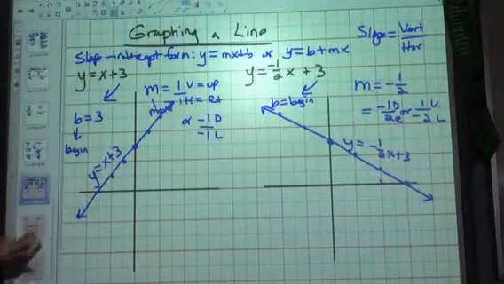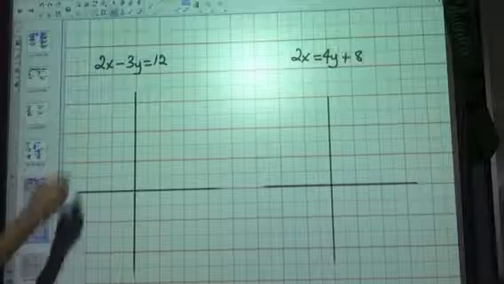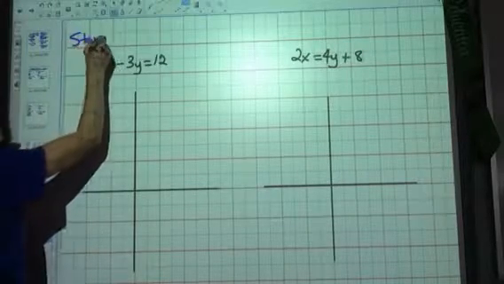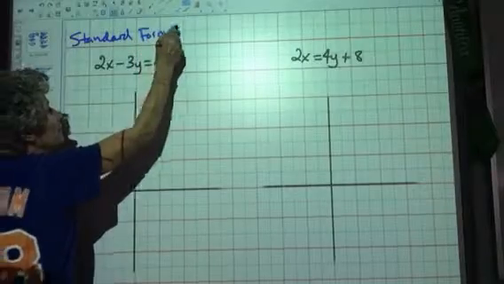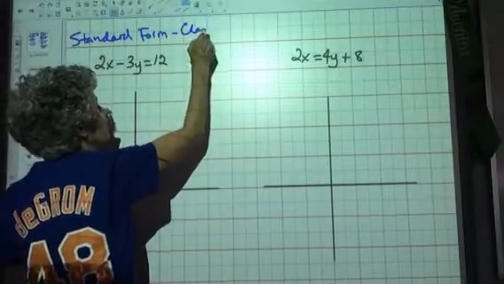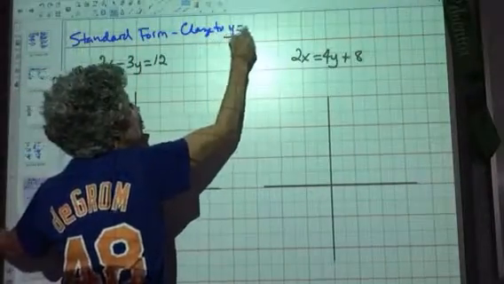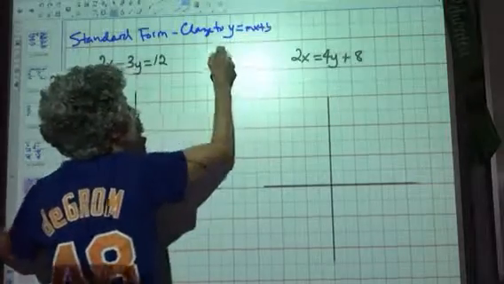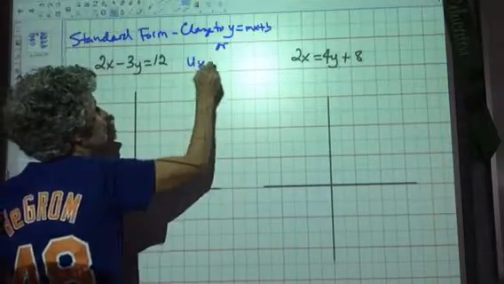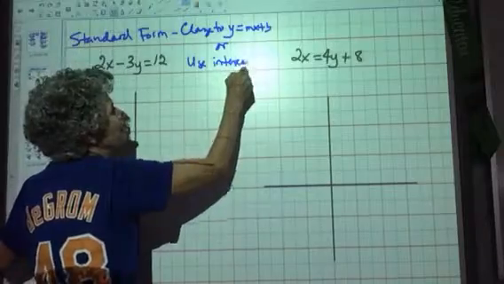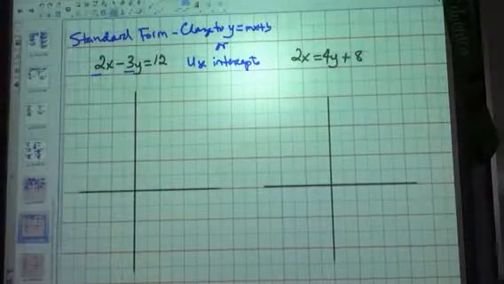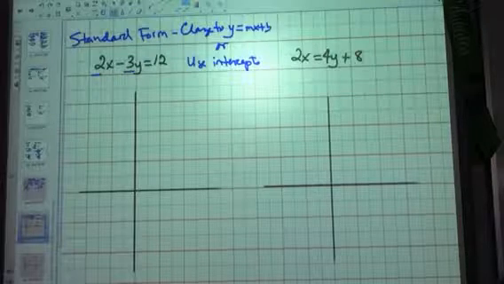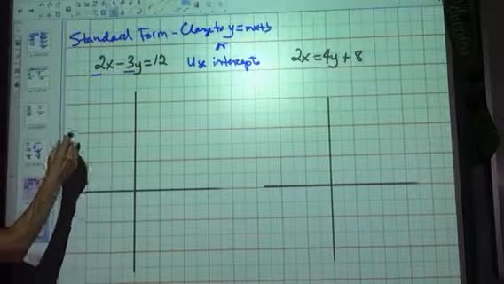Now sometimes you see the lines in different forms. This one here is what's called standard form. And you have a couple of options here. You can change to y equals mx plus b, or you can use the intercepts. The intercepts is a good method if these numbers go into this one, which they do in this case. So I'm going to start with the intercepts method, and then we'll do it by changing.